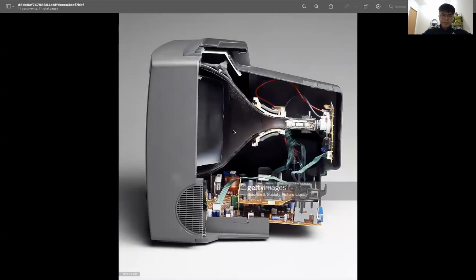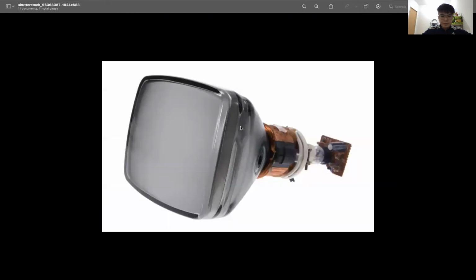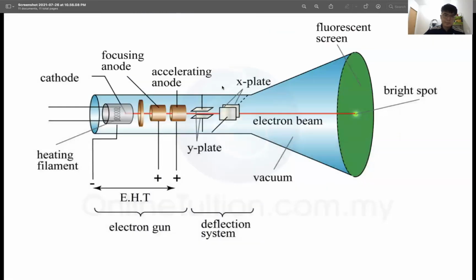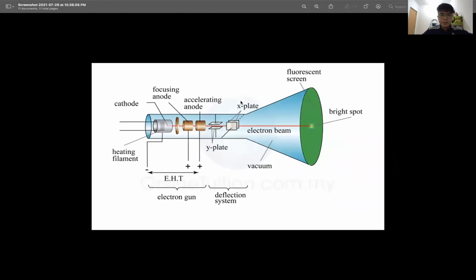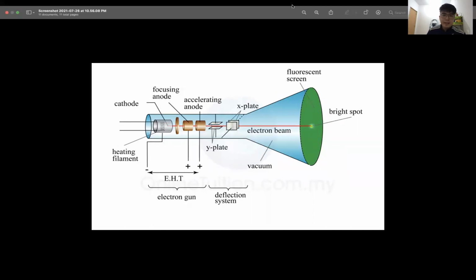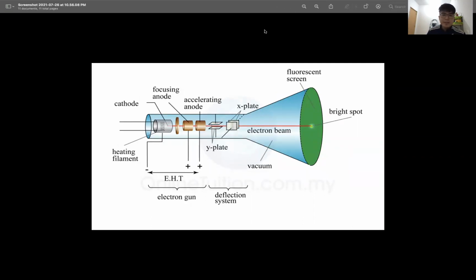Okay, so this is the cathode ray tube. Okay, you can see inside here. Now, if you take out, then this is it. This whole thing is a cathode ray tube. Okay, now if you look inside, what's inside the cathode ray tube? It looks like this. Okay, this diagram is everywhere in your reference book, textbook. Okay, you can see this. This is how it looks. So this entire thing is basically your TV.